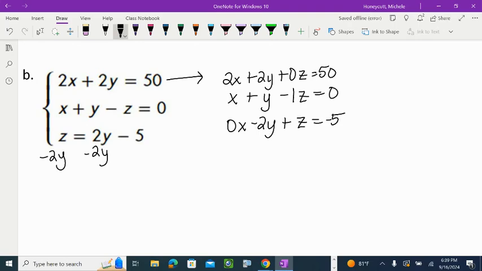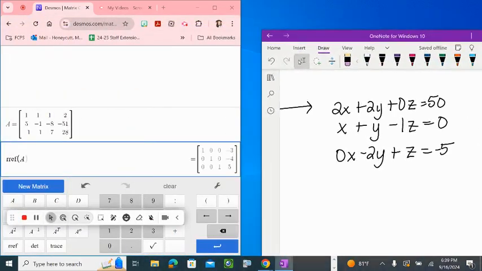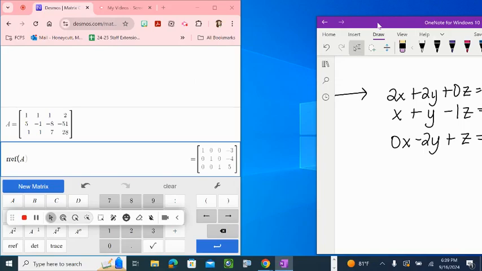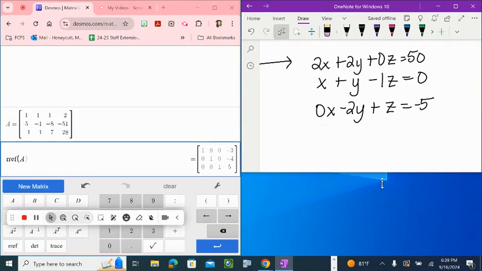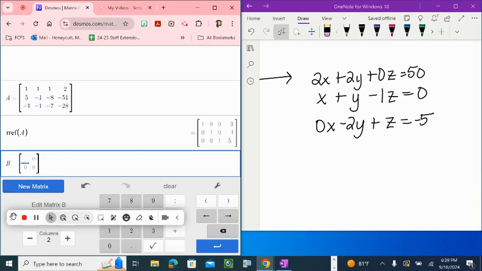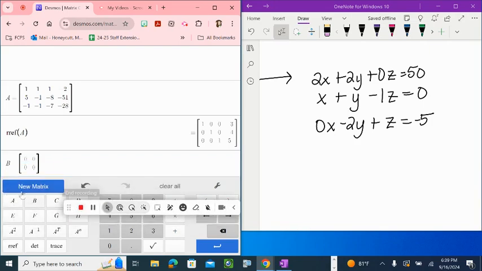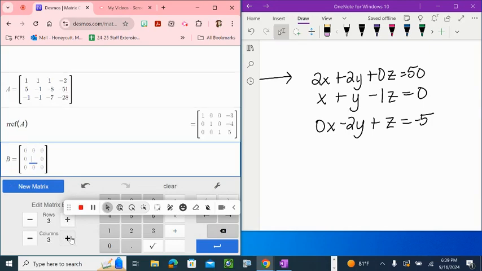Now if I type that into my matrix calculator, pull it to the side. Well, that didn't quite go where I needed it to. So I'll do a new matrix. I need, hold up, I need 3 rows and 4 columns.